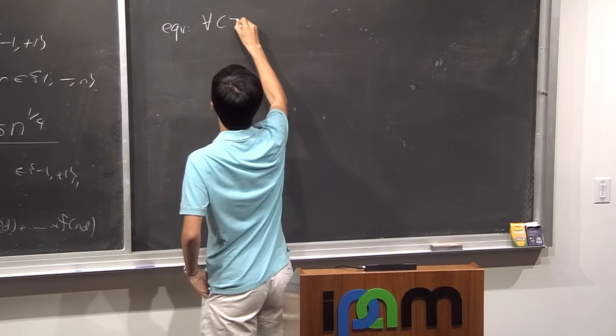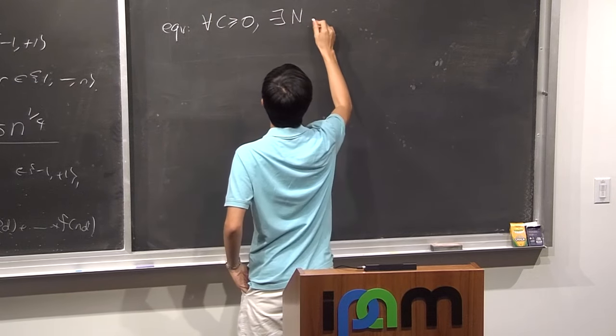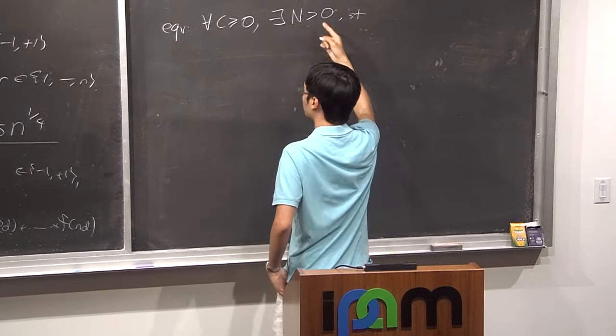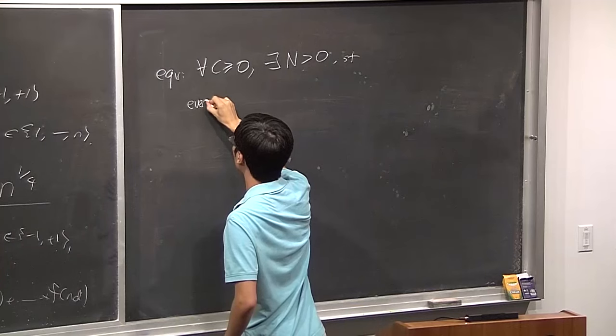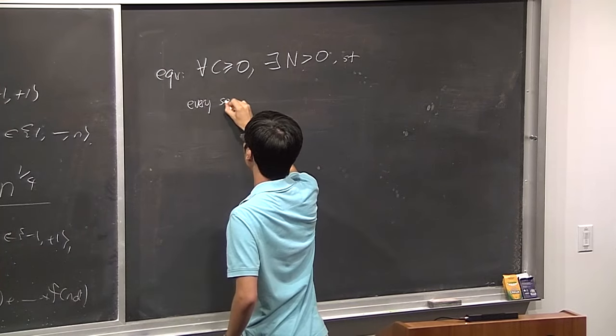Okay, so given any constant C, does there exist an N such that every finite sequence f of 1 to f of n, of plus ones and minus ones, has a homogeneous arithmetic progression d, 2d, up to nd, somewhere in this range, such that if you sum up all these values, you get bigger than C?